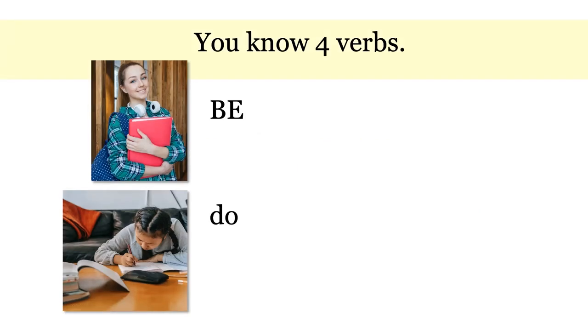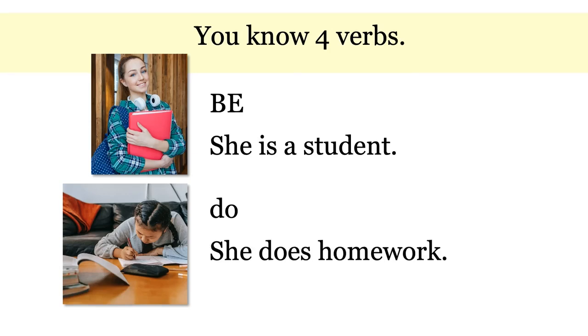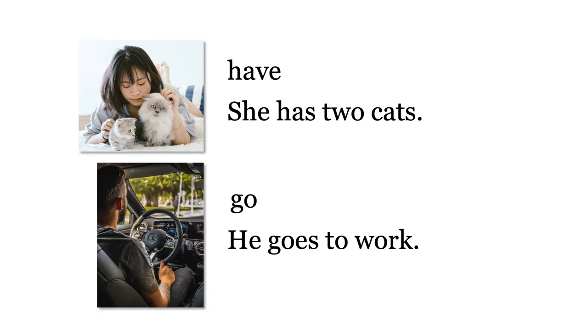You know 4 verbs: be, do, have, and go. These verbs have irregular forms. There is something different about the spelling that you just have to remember. For example, be: she is a student, is the be verb. Do: she does homework. Have: she has 2 cats. And go: he goes to work.